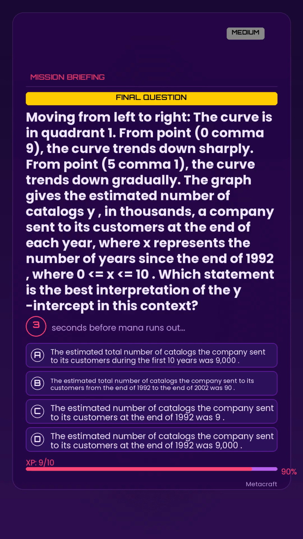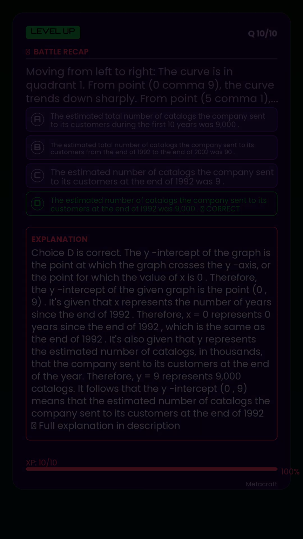Option A, the estimated total number of catalogs the company sent to its customers during the first 10 years was 9,000. Option B, the estimated total number of catalogs the company sent to its customers from the end of 1992 to the end of 2002 was 90. Option C, the estimated number of catalogs the company sent to its customers at the end of 1992 was 9. Option D, the estimated number of catalogs the company sent to its customers at the end of 1992 was 9,000. The correct answer is D.